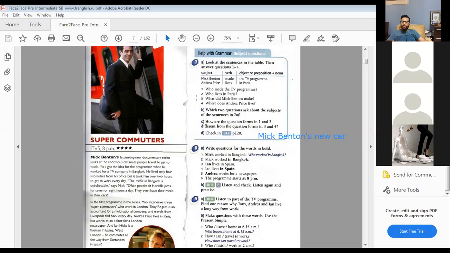What did Mick Benton make? Mick Benton made the TV program. Okay, good. Can you do the full answer, and can you do it slowly? Okay. Mick Benton made the TV program. Very good. Do we say make or made? Made. Make. In the answer, make or made? Made. Why?